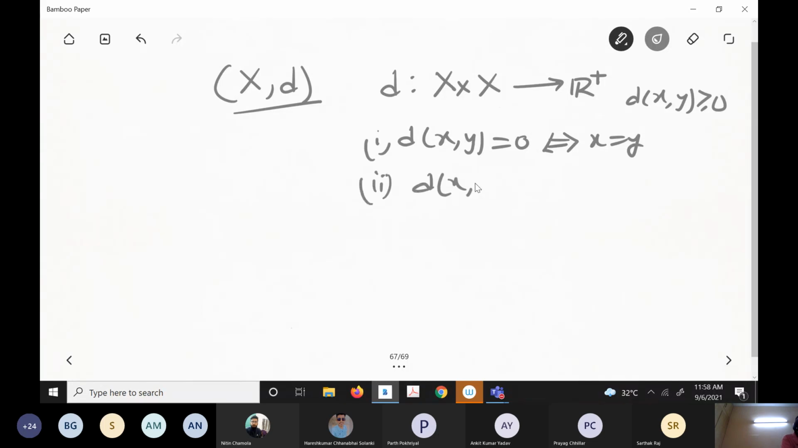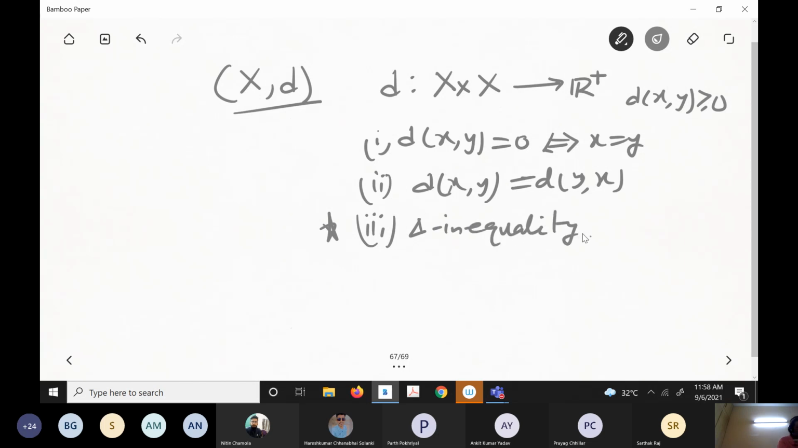Second, symmetric distance: d(x,y) equals d(y,x). And the third one, that is most important, the triangle inequality. Now, after this, I gave some examples of metric spaces.